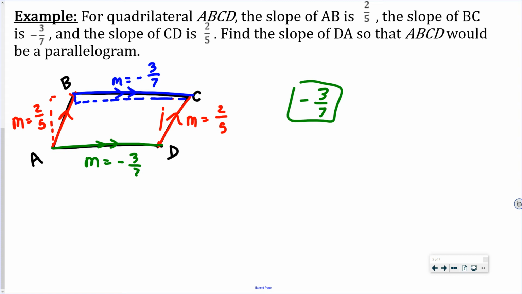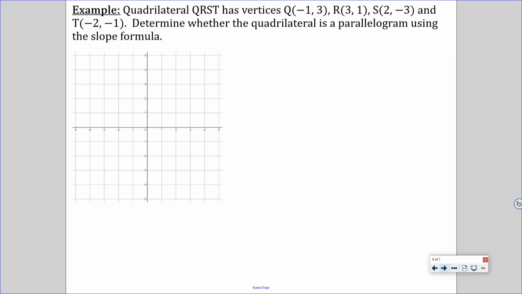Totally fine. Visual's good. All right, we're gonna do a couple problems where it is on the coordinate plane for parallelograms.